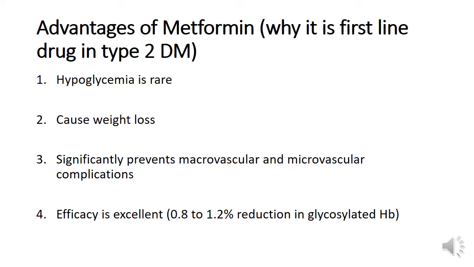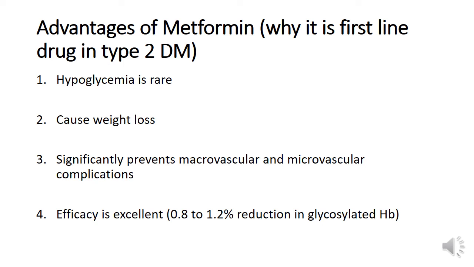Why is metformin the first line drug in type 2 diabetes? What are the advantages of metformin? Number one, hypoglycemia is rare. Metformin is called a euglycemic drug rather than hypoglycemic drug. Hypoglycemia is rare because metformin does not enhance the release of insulin. So this can have a lot of advantages for the patient. Safety is enhanced with metformin.